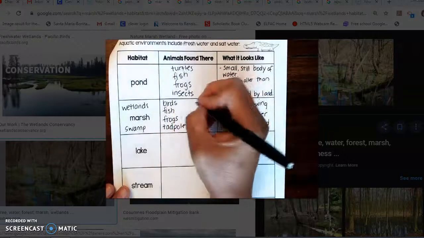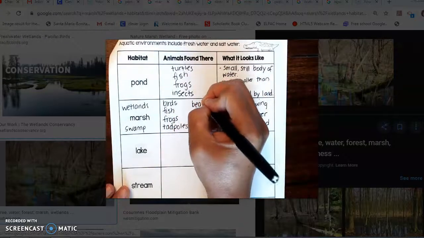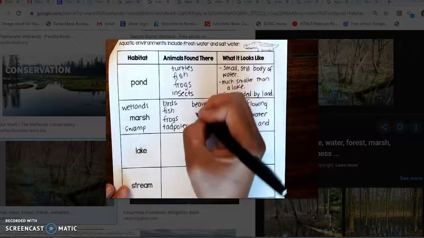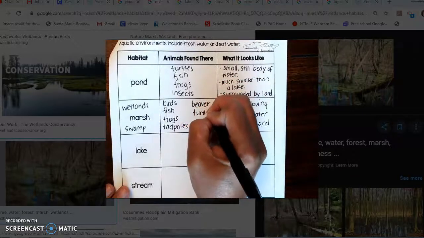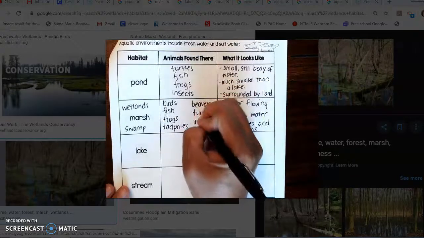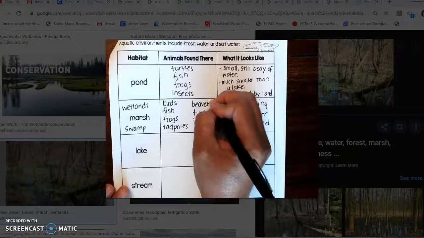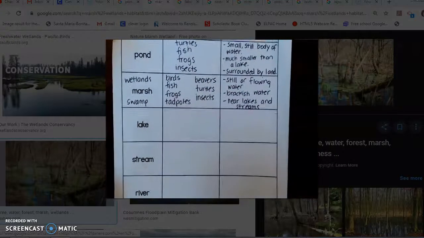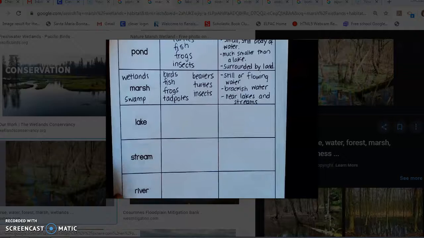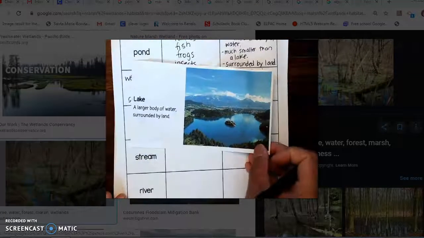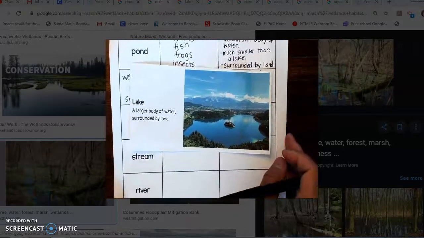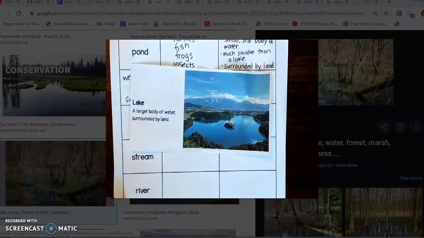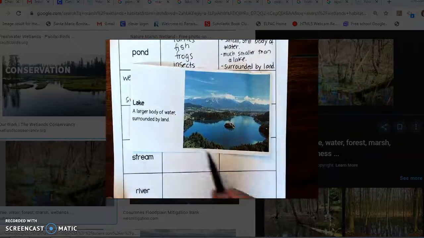We have beavers, turtles, and of course insects. Moving on to the lake. Now the lake is a lot bigger. It's going to take you a couple hours or so to walk all the way around a lake.